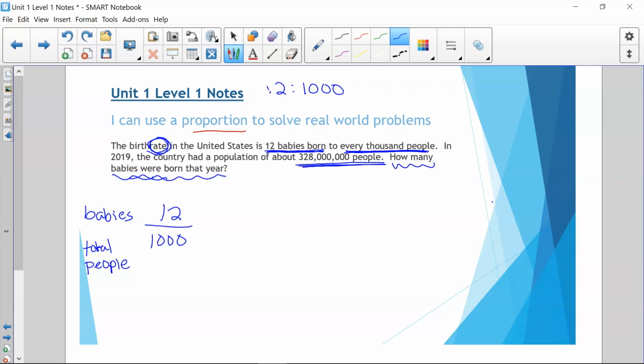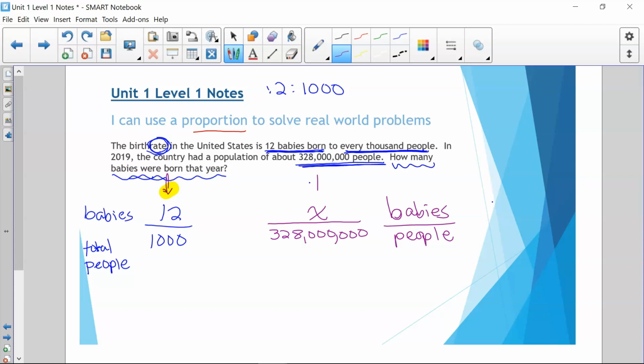Well, I'm going to make that a much bigger scale: instead of 1,000 people, I have 328 million people. And I want to know how many of those people had babies. The value on the left in the end needs to be the same as the value on the right. So this fraction has to be the same as this fraction in the end. Well, let's use cross products to figure out how many people had babies.